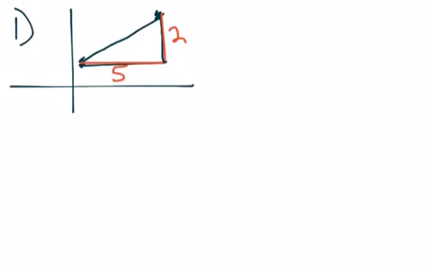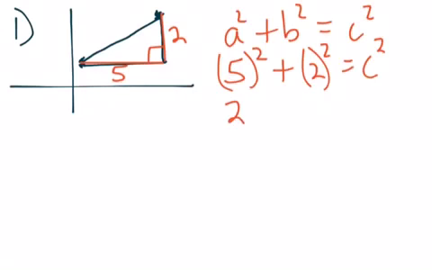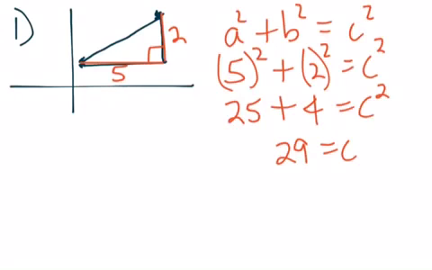Well, if you'll notice, this looks exactly like what we just did with the Pythagorean theorem in lessons 5.5 and 5.6. So let's write the Pythagorean theorem. And again, it doesn't matter which one is A or B, so we'll use 5 for A and 2 for B. 5 squared is 25. 2 squared is 4. 25 plus 4 is 29.